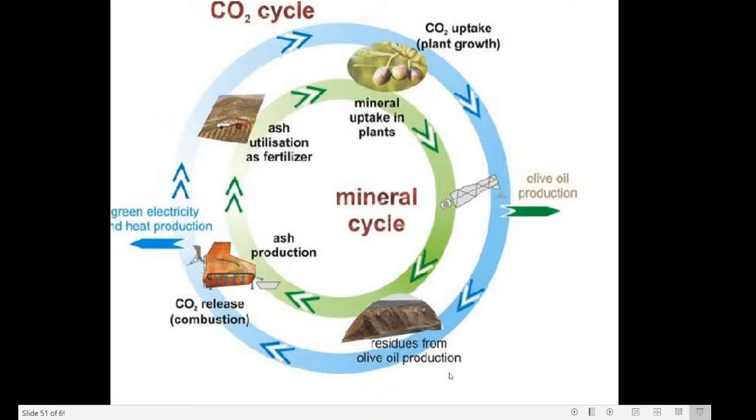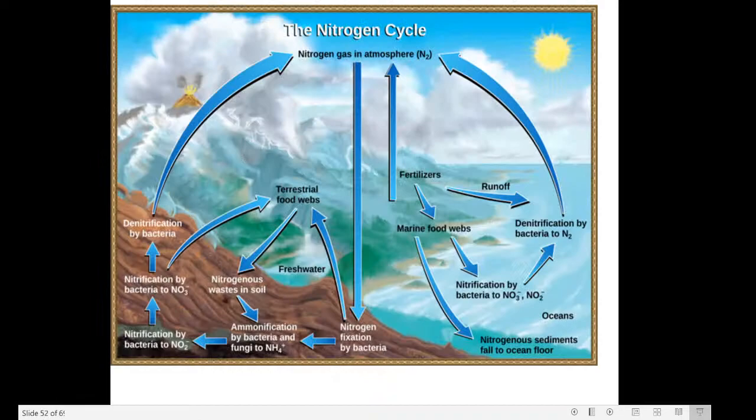Then the nitrogen cycle. We have various ways, including denitrification. The first thing is fertilizers; marine food webs are developed, and nitrogenous sedimentation falls to the ocean floor. Then there is nitrification by the bacteria and denitrification by the bacteria to N2. That N2 is added to the environment.